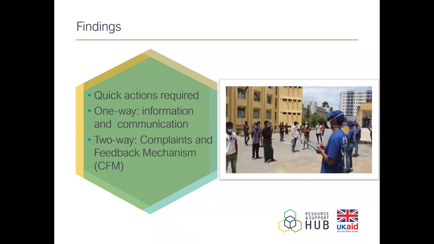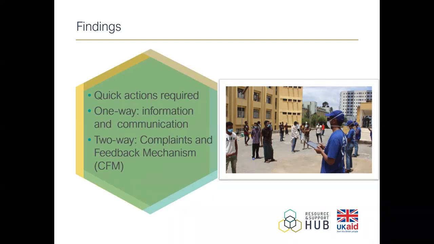And then we had two other sets of findings. One was around what we call the one-way information and communication. One-way actions we had to put in place to ensure that these migrant returnees in the quarantine centers would receive information about their situation, the rights and entitlements, as well as proper mechanisms to report any misconduct.